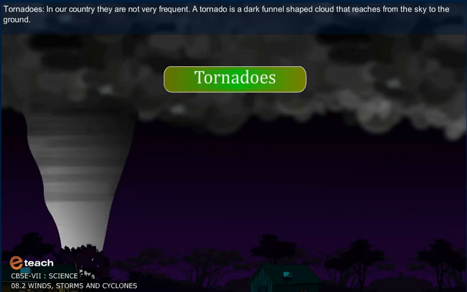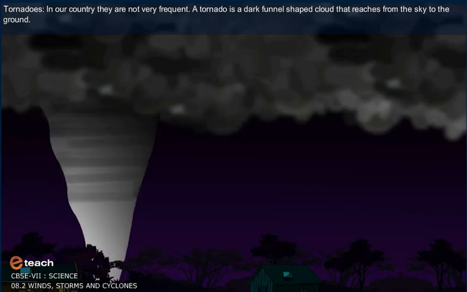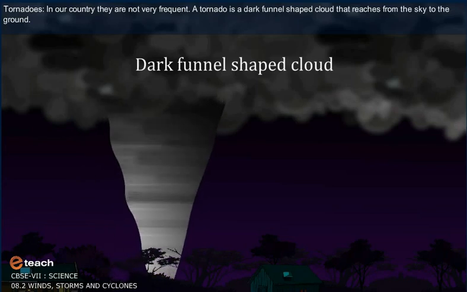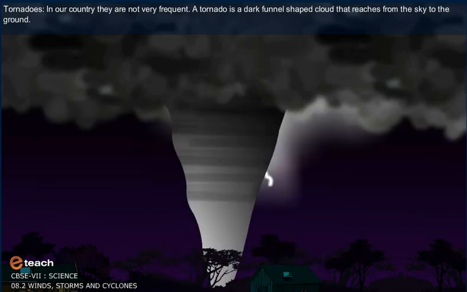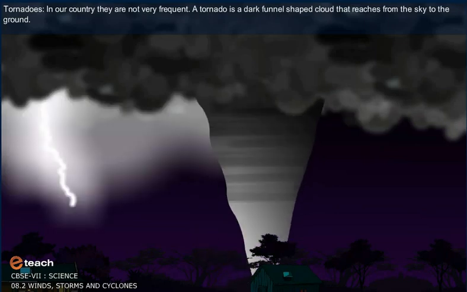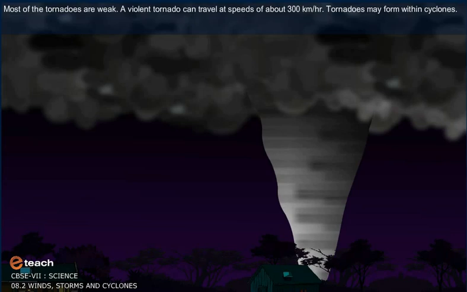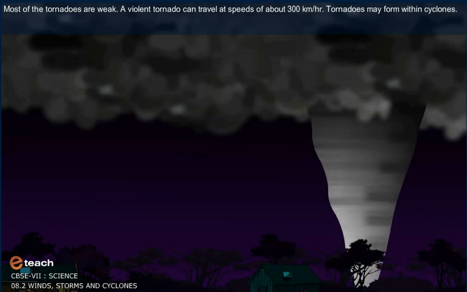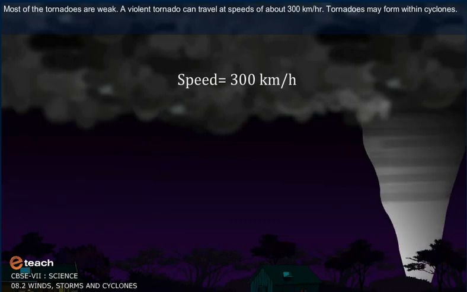Tornadoes. In our country, they are not very frequent. A tornado is a dark funnel-shaped cloud that reaches from the sky to the ground. Most of the tornadoes are weak. A violent tornado can travel at a speed of about 300 kilometers per hour. Tornadoes may form within cyclones.